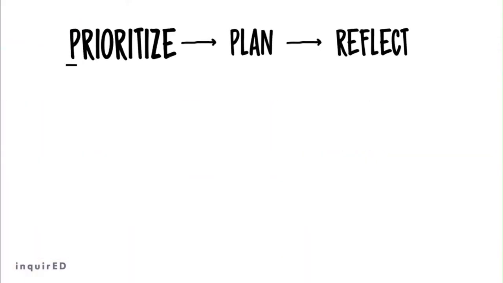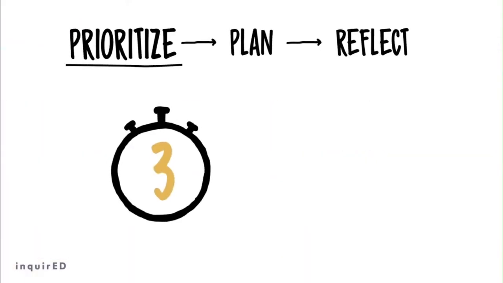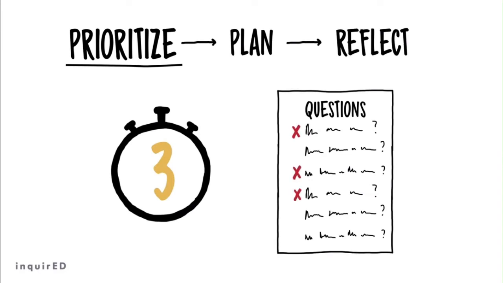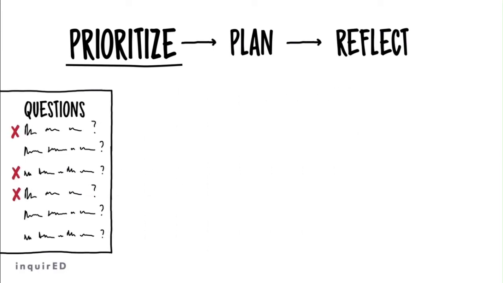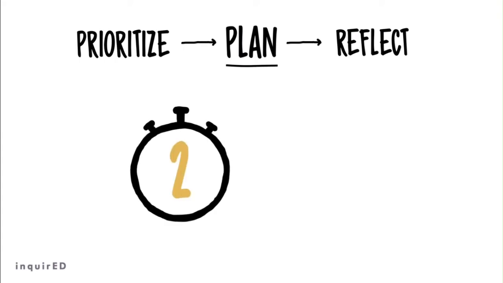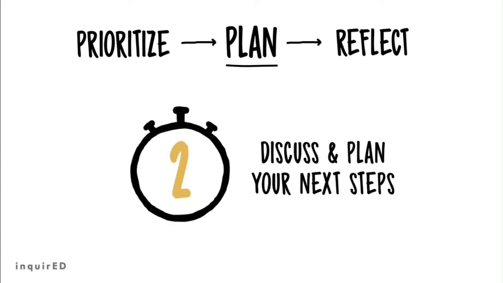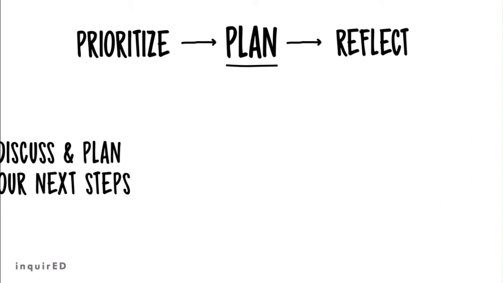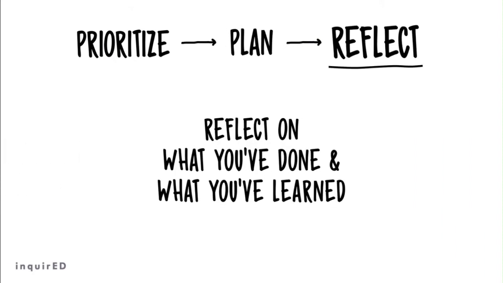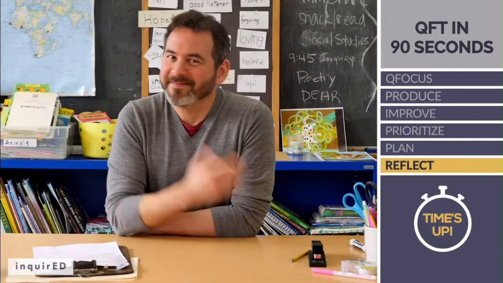Okay, only a few more steps. First, prioritize your questions, setting the timer for 3 minutes and placing an X next to your top 3. Don't forget to discuss why you've chosen them. Afterwards, take another 2 minutes to discuss and plan your next steps, describing what you'll do with your questions. Don't forget to reflect on what you've done and what you've learned. And that's a 90-second breakdown of the QFT.